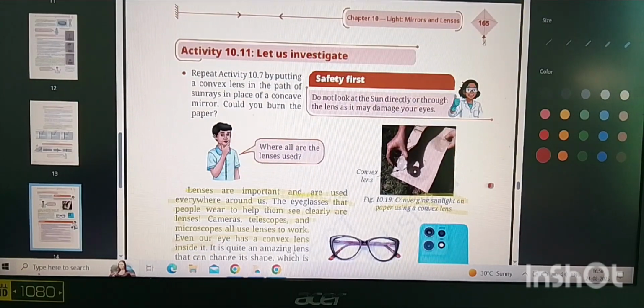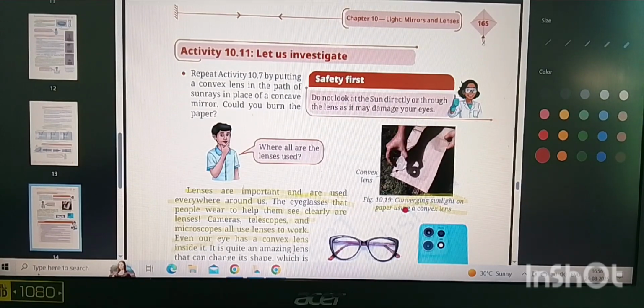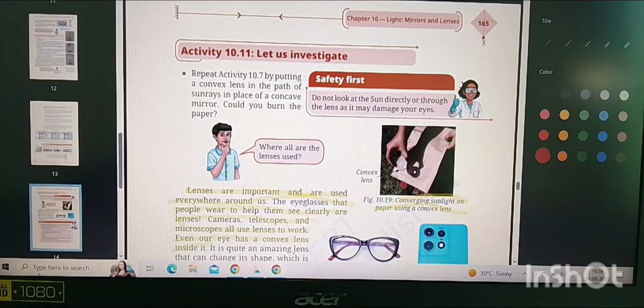So similarly, as we learned, concave mirrors produce convergence. Here that same experiment we can do with the case of a convex lens. This convex lens shows convergence. So when we place a convex lens in sunlight, a bright spot is formed here due to convergence property, and the heat here increases. As a result, this paper gets burnt.